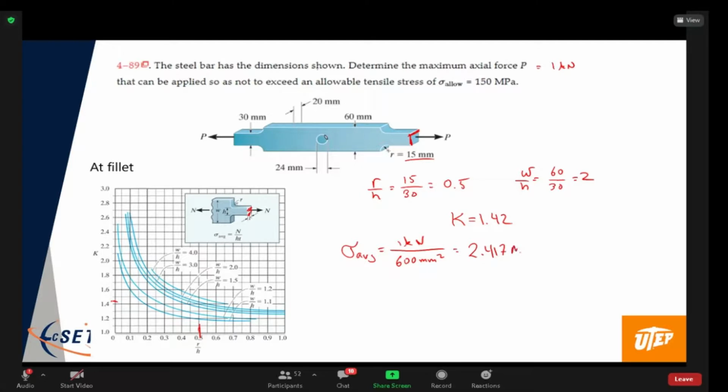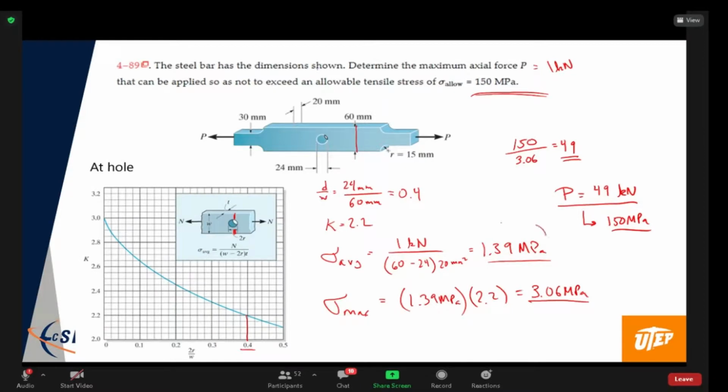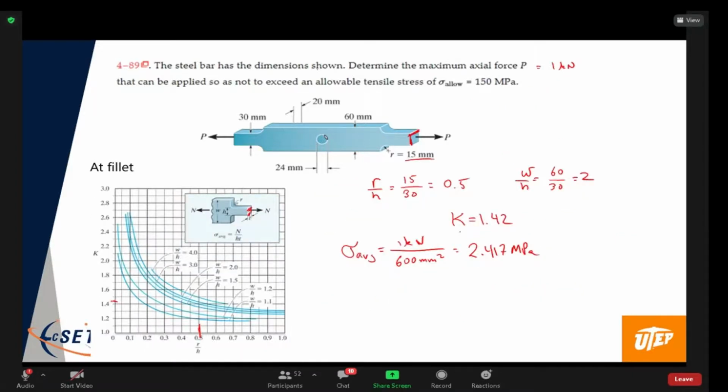2.417 megapascals, okay? So actually, if you look at this, you can see that the stress you get at the fillet for 1 kilonewton is greater than the stress you get at the hole. So this fillet stress is going to be the limiting factor. It's the stress at that fillet that's going to be the problem. Well, for 1 kilonewton, it's still less than the allowable 150. Well, wait, I didn't do the stress concentration.